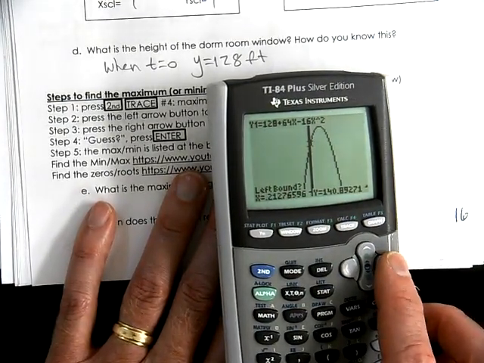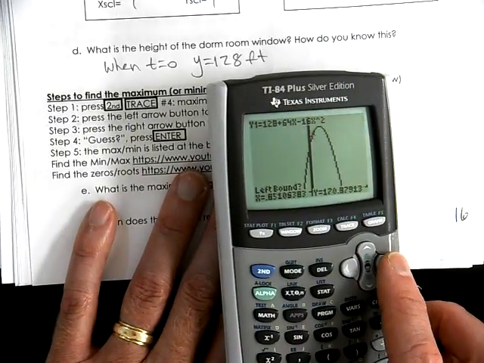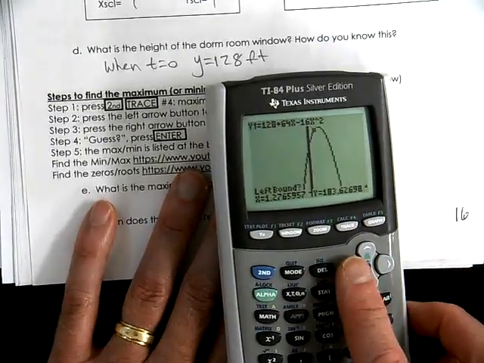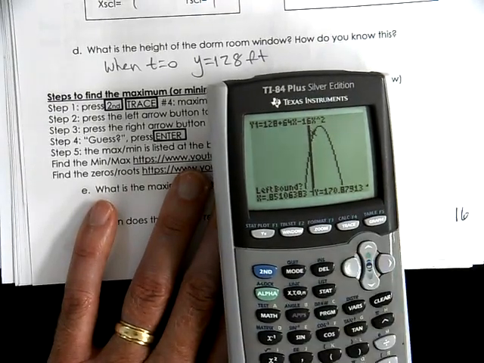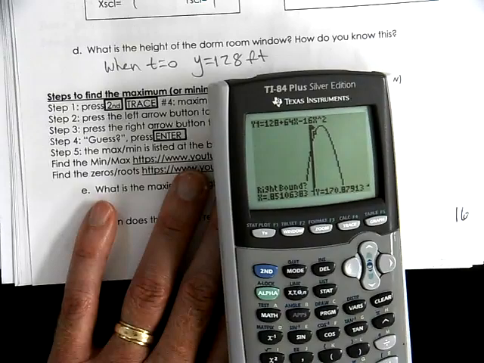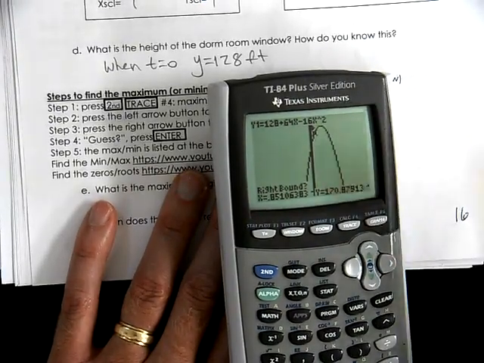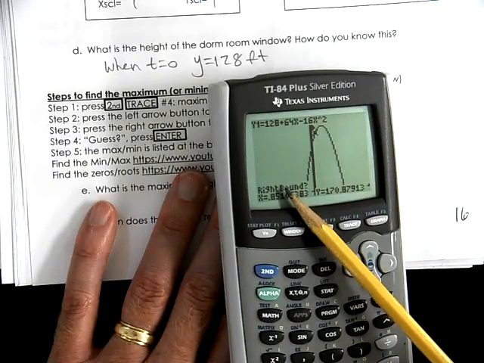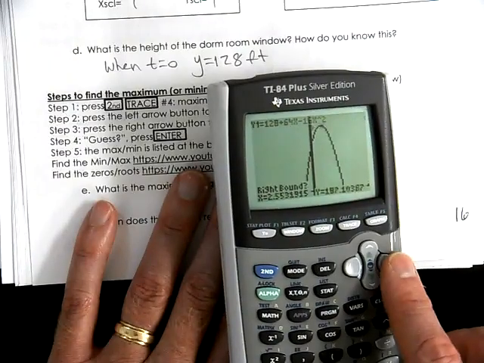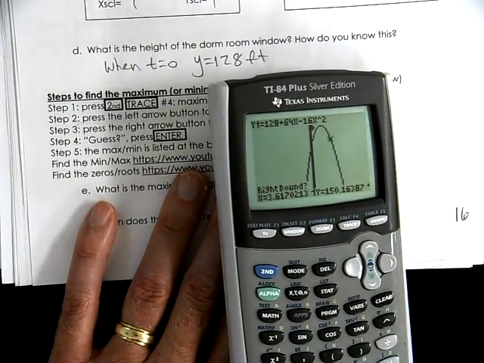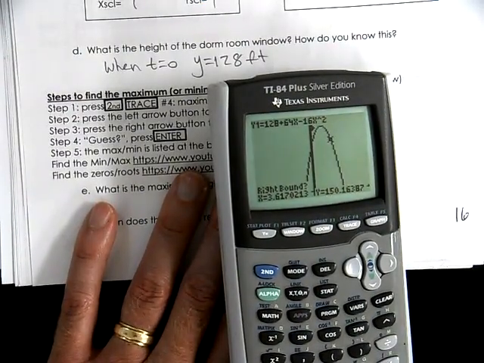Any of these spots is to the left of the maximum. All these are to the left of it. X is smaller. So it doesn't matter which one. Hit enter. Now what does it say? Right bound. That means you have to get to the right of where you think the answer is. Doesn't matter how far right you go. Just go right of it.